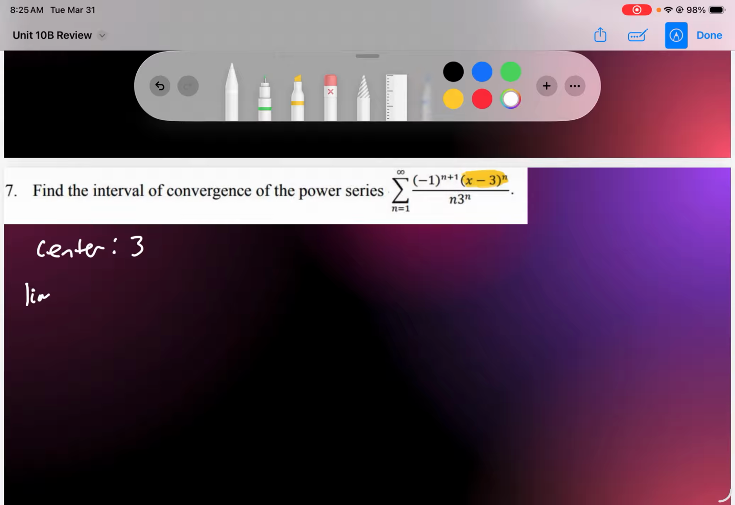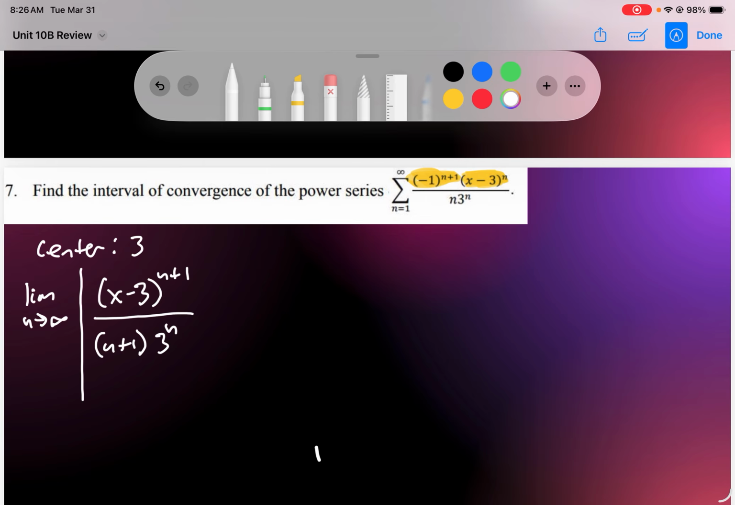So I'm going to do the limit as n goes to infinity of the n plus 1 term. It's going to be absolute value. The ratio test is absolute value, so the alternating part is not needed. Don't write it. It'd be x minus 3 to the n plus 1 divided by n plus 1 times 3 to the n plus 1. And I'm going to divide by the n term, or multiply by the reciprocal. I'm going to skip straight to that step. I think we've done that enough by now. Okay, at this next point, I need to carry over my limit statement.